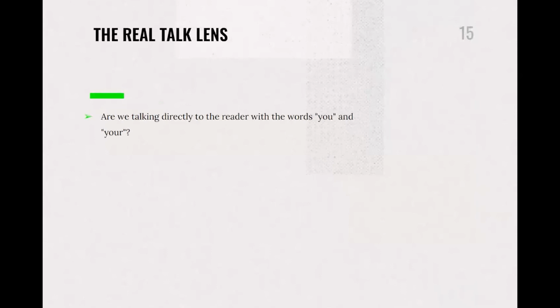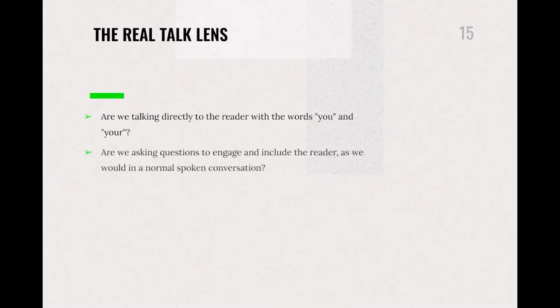Are we talking directly to the reader with the words you and your? So important. Are we asking questions to engage and include the reader as we would in a normal spoken conversation? Questions are a great way, but don't overdo it. Again, don't sound like a car salesman. Weave them in as you would in a normal chat.